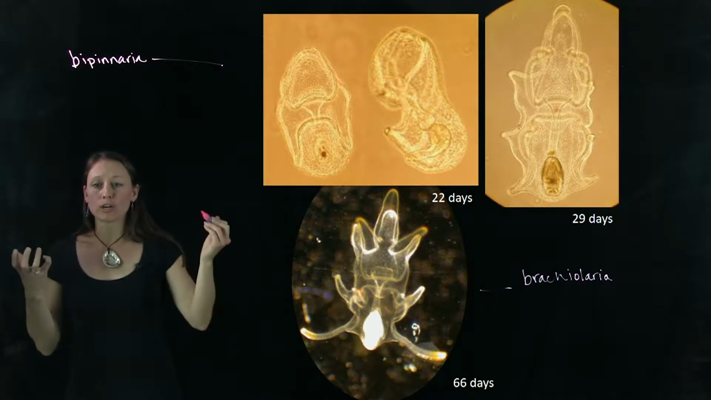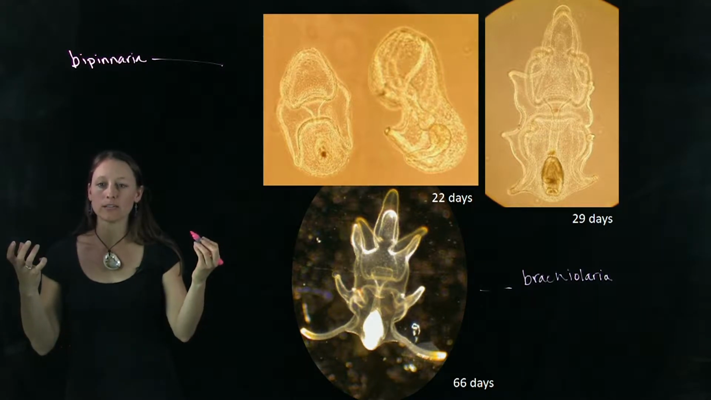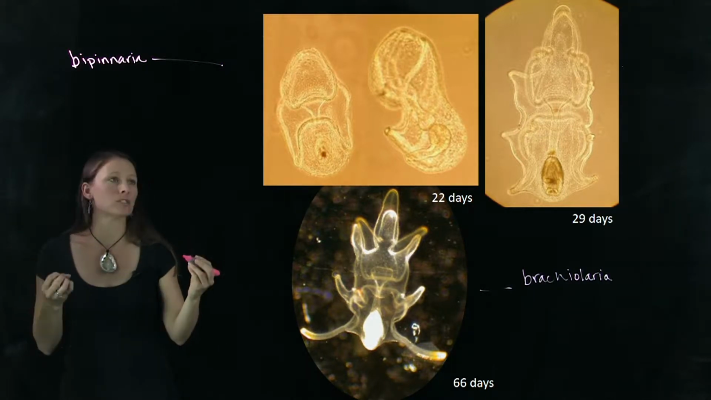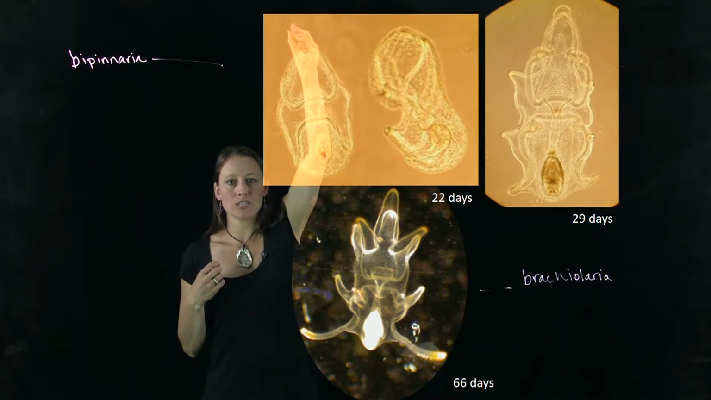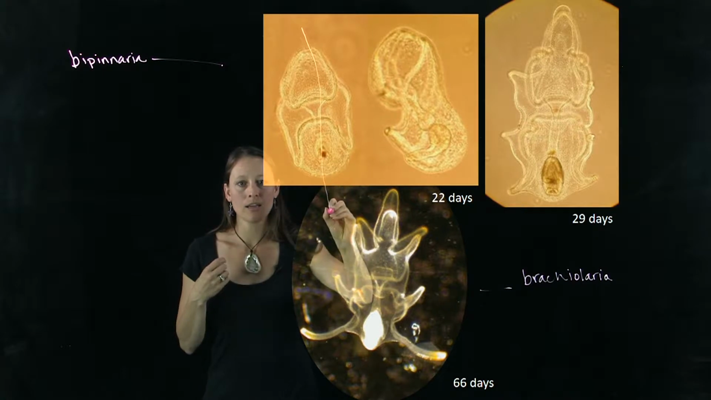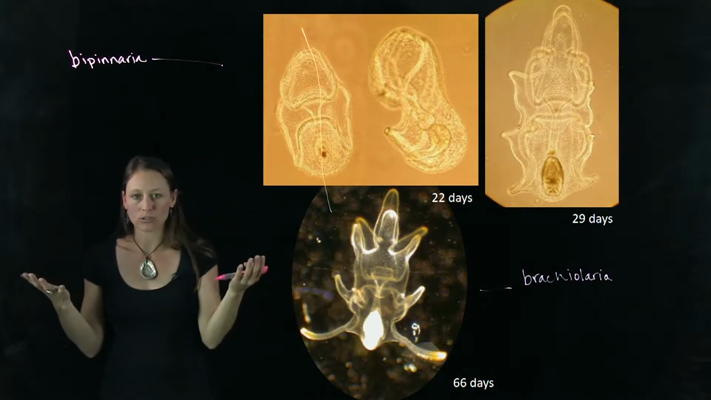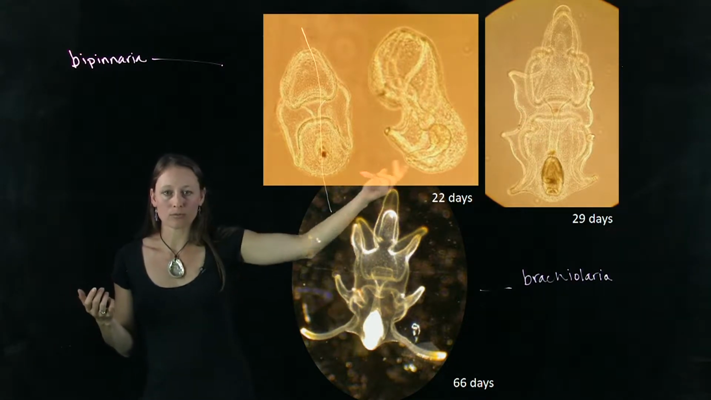And during all this time, they don't have that pentaradial symmetry that the adults do. They have bilateral symmetry. So if you look at this animal, you can see that if you were to draw a line down the middle of it, it's actually symmetrical on either side. And same with this one and this one.